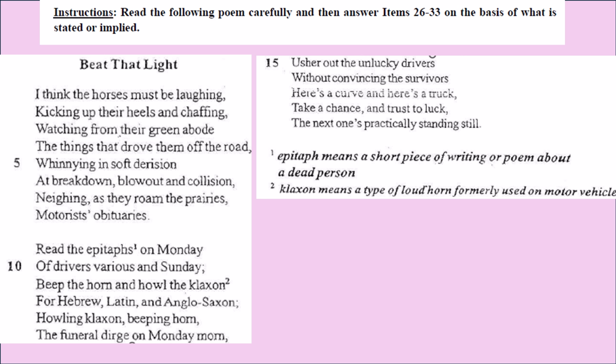Right, so that's the end of the poem, and we have a mini glossary here with a couple words. The first one is epitaph, which means a short piece of writing or poem about a dead person. And we also have klaxon, which might be unfamiliar. It means a type of loud horn formerly used on motor vehicles.